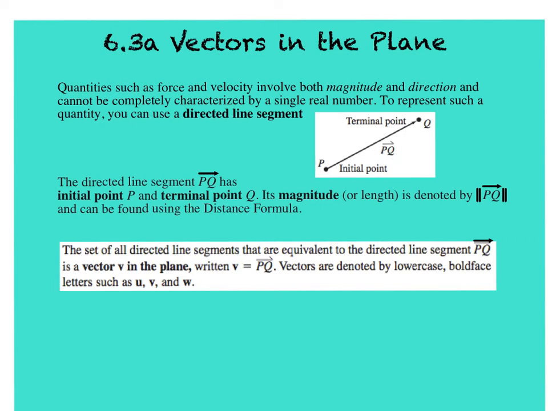6.3a, vectors in a plane. Again, what's a vector? It's represented by an arrow with what? Direction and magnitude. Oh yeah. All right, now we're only going to be dealing with vectors in a plane.